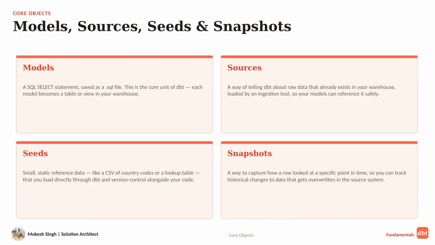And a snapshot captures exactly what a row looked like at a specific point in time, which matters because source systems often quietly override old values, and a snapshot is how you keep an accurate history despite that.